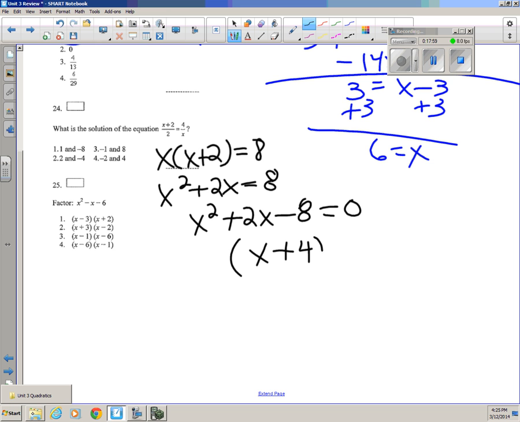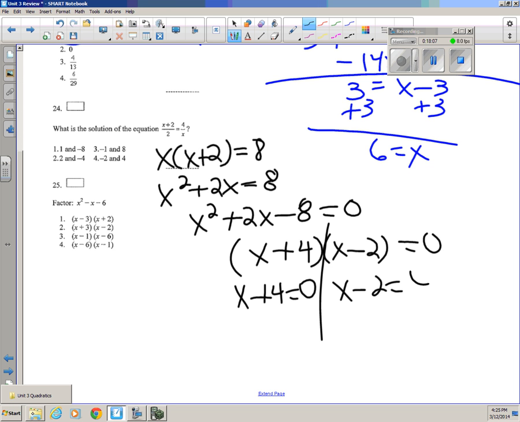Factor this. X plus 4, x minus 2 equal to 0. Set up your two equations and find out that x is negative 4 on that side, x is positive 2 on that side, and this looks like it's choice 2.